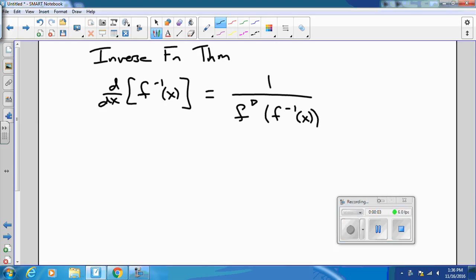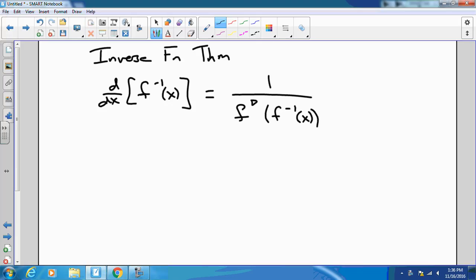This was our story from yesterday. The inverse function theorem: the derivative of f inverse is equal to the reciprocal of f prime, evaluated at f inverse of x. And I want to do the following things. I want to prove this again. I want to have a clear picture of what's going on so that this will make sense to everybody.